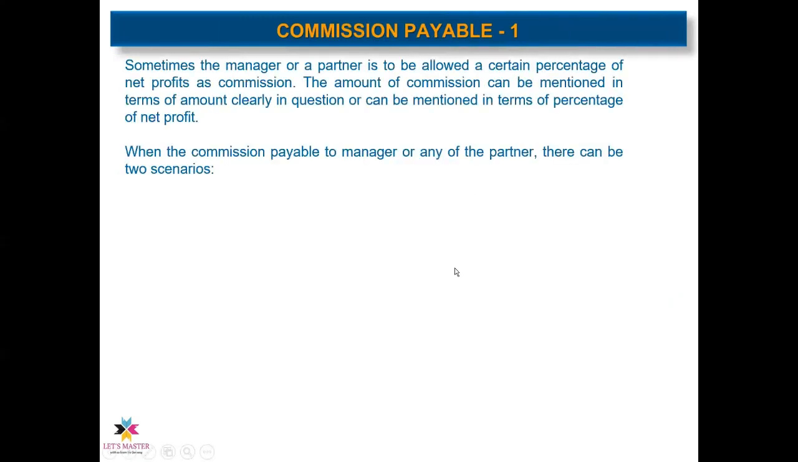Some of the other calculations, as I mentioned earlier, include commission payable. Sometimes the manager or a partner is allowed a certain percentage of net profit as commission. The amount of commission can be mentioned clearly as an amount in the question, or in terms of percentage of net profit. When the amount is given clearly, there is no requirement to do any further calculations and you can just treat it appropriately, either in the profit and loss account or profit and loss appropriation account, and solve the question.